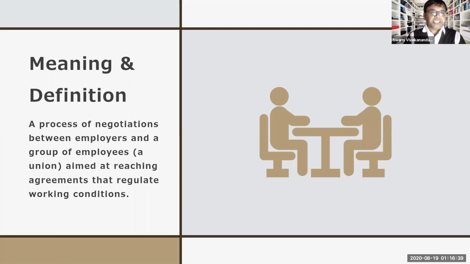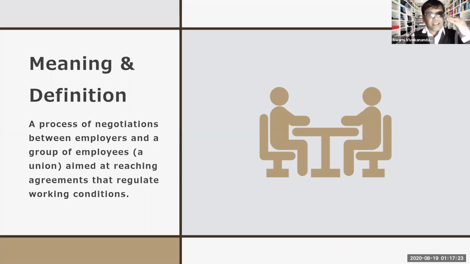A process of negotiations between the employers and a group of employees, maybe a union, aimed at reaching agreement that regulates working conditions. Simple concept: employer, employee, employer representative, and group of employees, that may be a union. They will be sitting together and discussing different aspects of the working conditions. When both the parties agree, they will sign the document. So that is called a collective agreement. Collectively they are getting into an agreement. So that is why it is called collective bargaining.